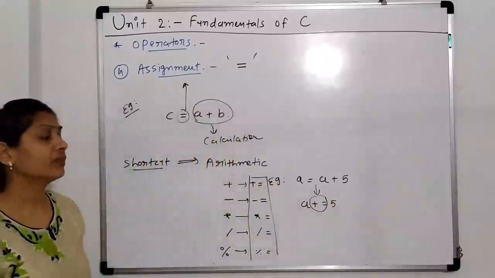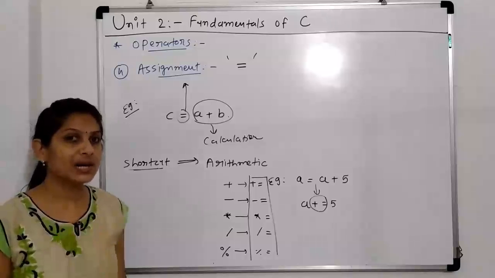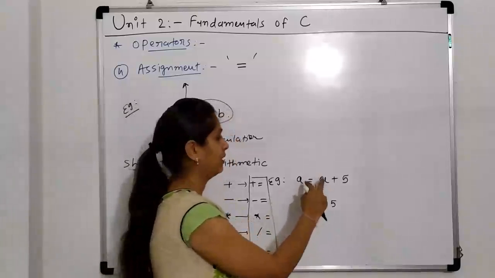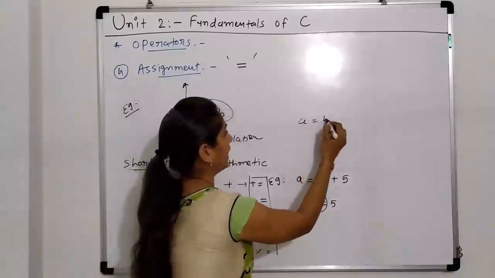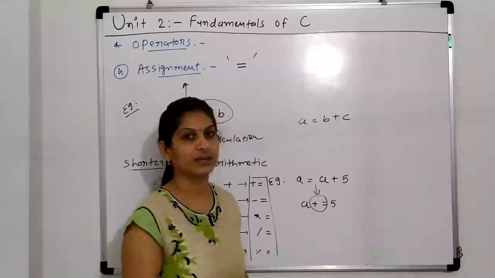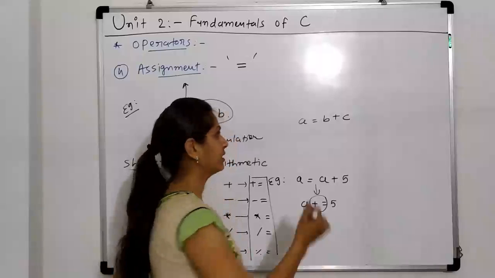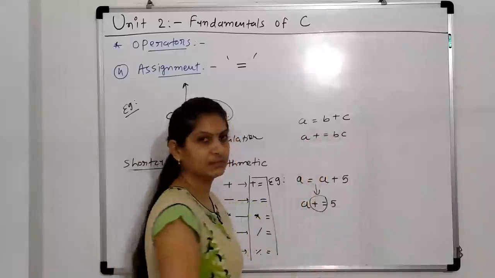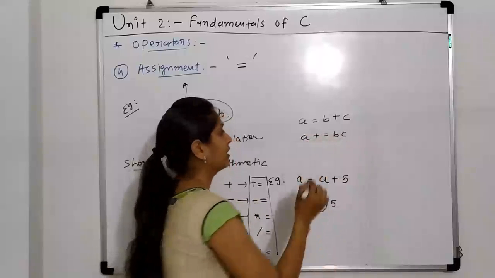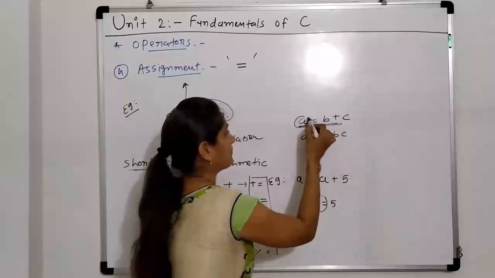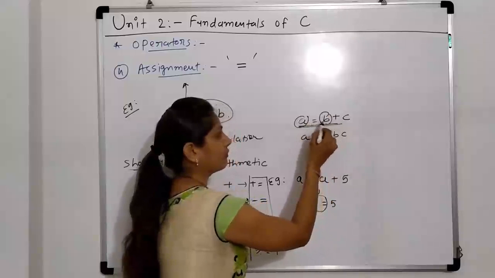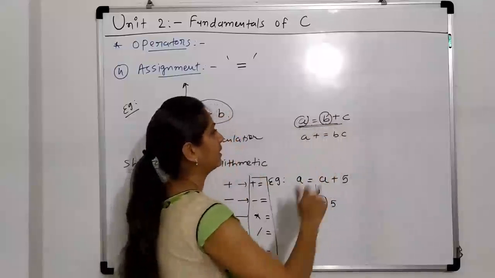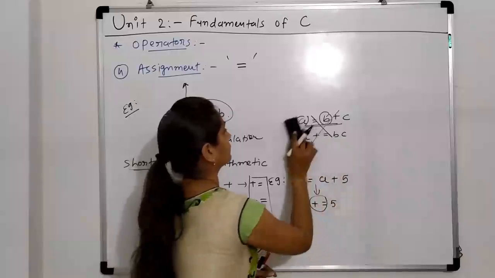Clear? This shortcut is only possible when the same variable is there on both sides. But suppose I am writing A equals B plus C, then the shortcut is not possible. A plus equal BC, something like that, it is wrong. Clear? It is only possible when the left hand side and right hand side of the assignment operator have the same variable. Clear? This is wrong.